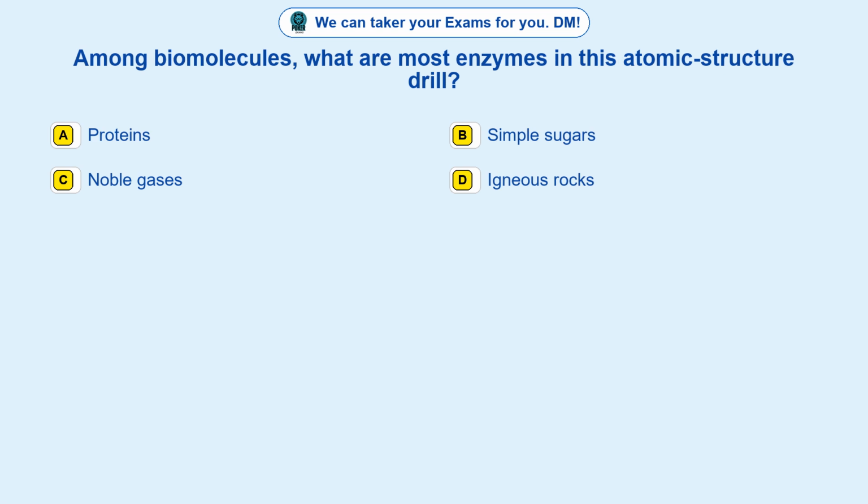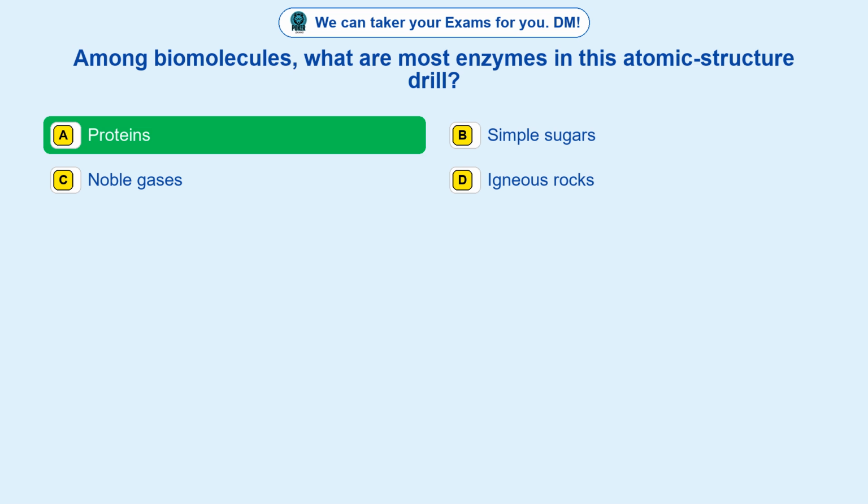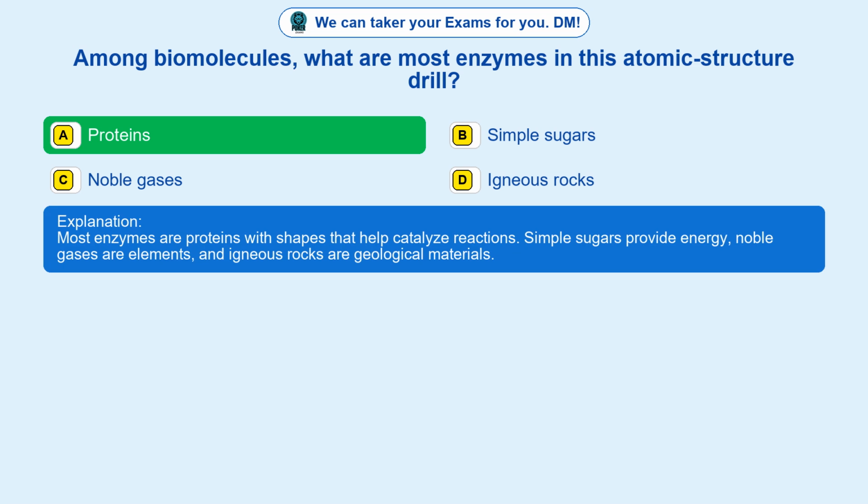Question 30. Among biomolecules, what are most enzymes in this atomic structure drill? Option A, proteins. Option B, simple sugars. Option C, noble gases. Option D, igneous rocks. The correct answer is option A, proteins. Most enzymes are proteins with shapes that help catalyze reactions. Simple sugars provide energy, noble gases are elements, and igneous rocks are geological materials.